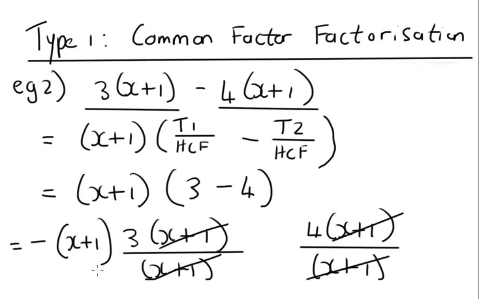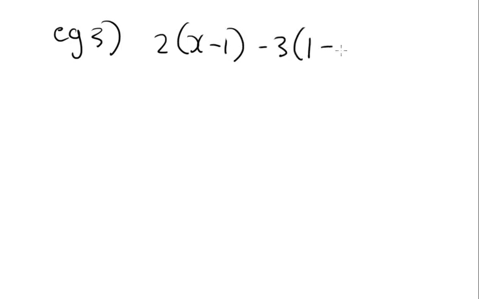Right? So that's the second type of example when it comes to common factor factorization. I just want to have a look at the third type, and then in the next video we'll give you some exercises to do. If you have the following example over here, you've got 2 multiplied by x minus 1 minus 3 multiplied by 1 minus x. What you'll notice in this case is you've got x minus 1 there, but here you've got 1 minus x. So what we could possibly do here is make this x minus 1 as well.